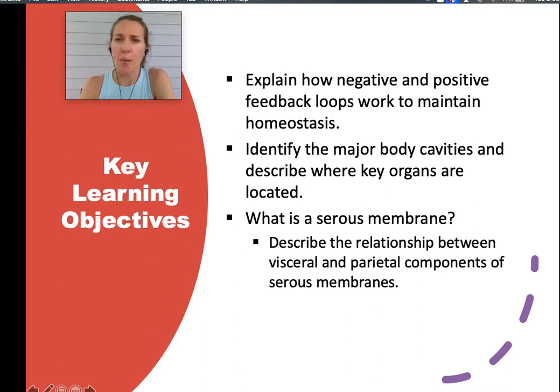So first of all, we need to define homeostasis, make sure that that definition is clear, and then we'll look at both how negative as well as positive feedback loops work to regulate or maintain homeostasis. Then we'll take a look at the cavities of the body, and describe how they're divided, what organs are going to be found in each of these. And then lastly, we'll look at the different serous membranes of the body. A serous membrane is just a double layered membrane, but they're very unique in certain cavities. And so we'll take a look at the role of those serous membranes.